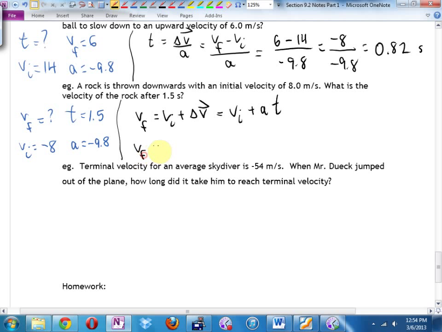The final velocity is going to be the initial velocity, negative 8, plus negative 9.8 times 1.5. After 1.5 seconds, assuming it hits Curtis in the head, how fast would it be traveling?